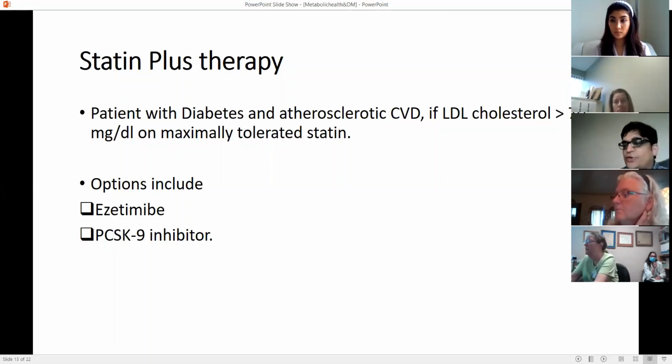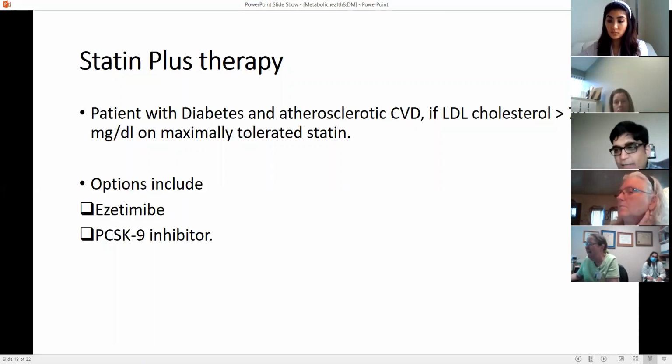You need to make the diet changes and exercise and high fiber diet. But predominantly, if you want to improve the metabolic profile and the cardiovascular risk, statins, high intensity, low intensity, plus these agents like Zetia and the PCSK9 inhibitors. Okay, next slide.